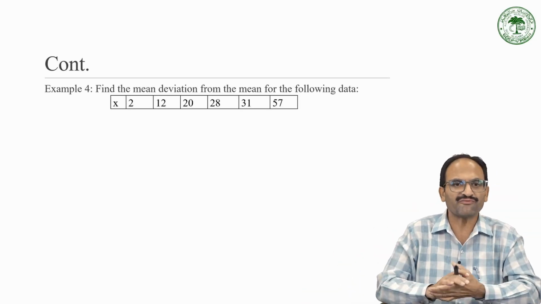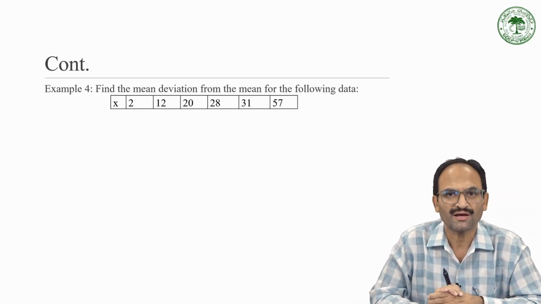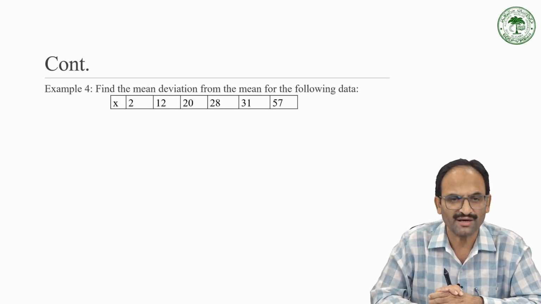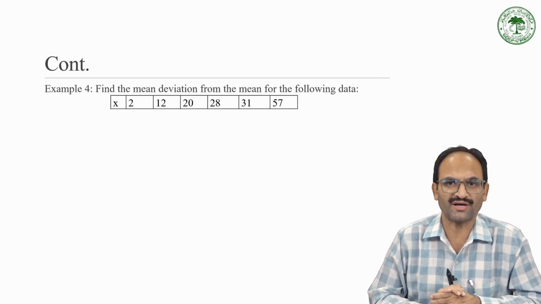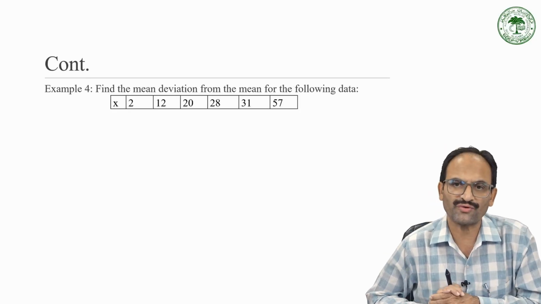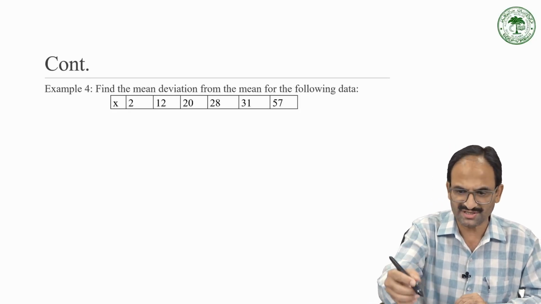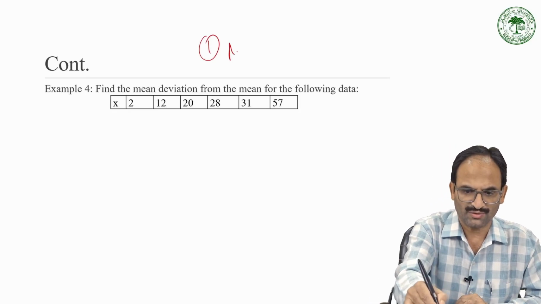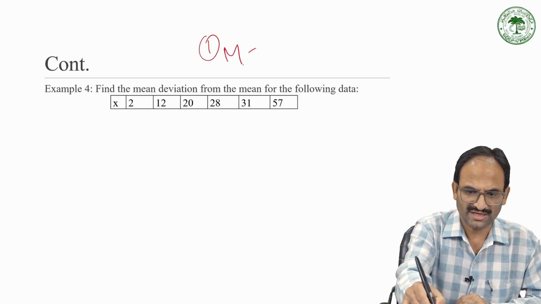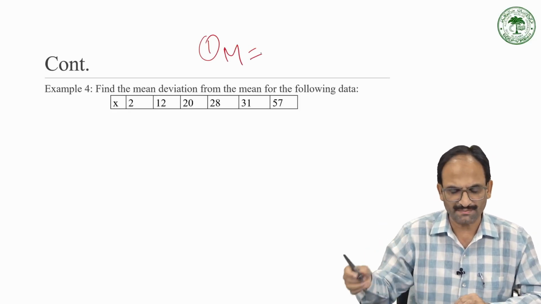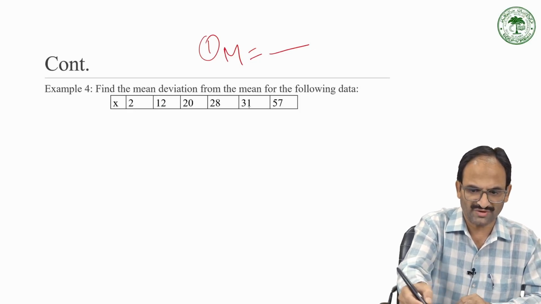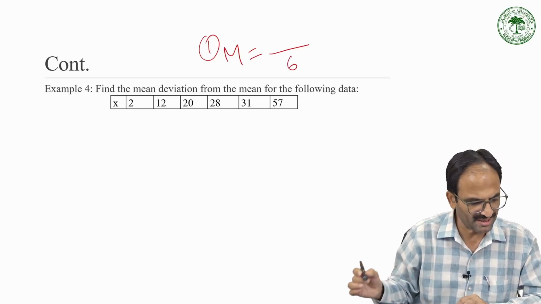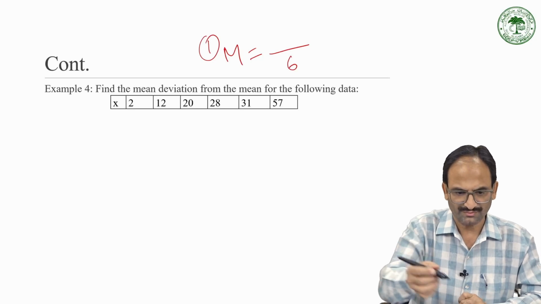The question has been written for you. Find the mean deviation from the mean for the following data, and the numbers are 2, 12, 20, 28, 31 and 57. You are required to find out the average deviation or mean deviation. So the first step, calculate the mean. How will you calculate the mean? You will find the sum and divide it by, see how many numbers are there, 1, 2, 3, 4, 5, 6.